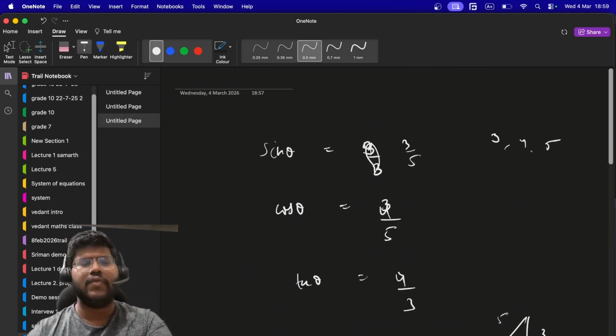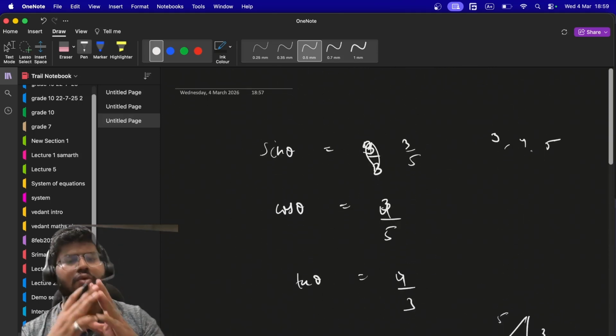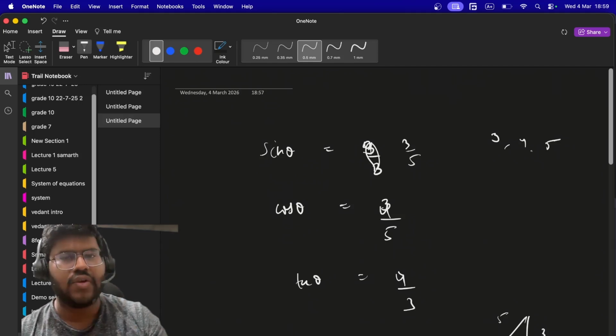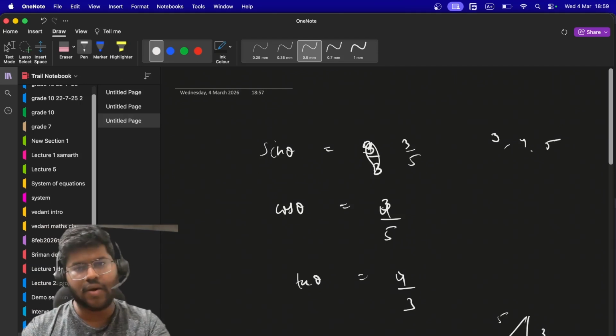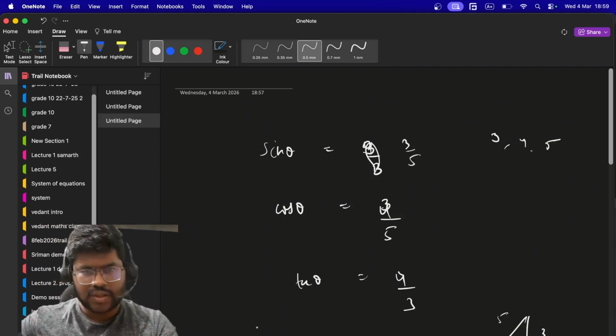So that is how in this lecture we have covered three of the basic identities of trigonometric functions of trigonometry of class 10th, chapter 8. Okay, so till then, just have a look.